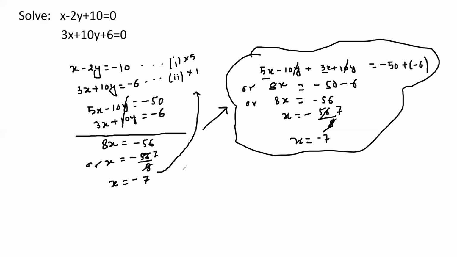So let me put the value here. If I put the value of x in equation 1, what do I get? Just concentrate on this equation, okay? If I put the value of x here, then I'll be getting x is minus 7, and then minus 2y, and this will be equal to minus 10. I hope you are understanding, okay? I just want to find the value of y. So I'm writing this minus 2y here, and I'm transposing the minus 7 to the right side. So this will become minus 10, and this will become plus 7, okay?